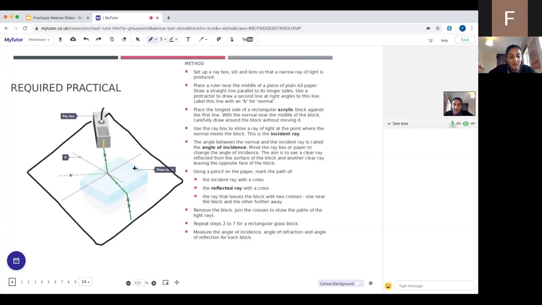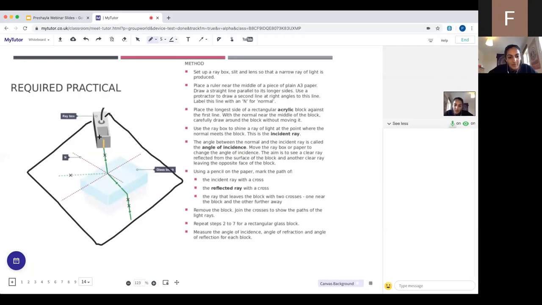Then we're going to place our acrylic block on top of that normal, so that the normal lies about halfway along the acrylic block. Our acrylic or glass block, the normal needs to line up with the center roughly, and that is where our normal will sit. Then we want to draw around the block. After we've drawn around the block, we obviously don't want to move anything, because then we have to keep drawing around the block and it just gets annoying. So when we finalize drawing around the block, we need to make sure that everything matches up. Then we can start to use the ray box.